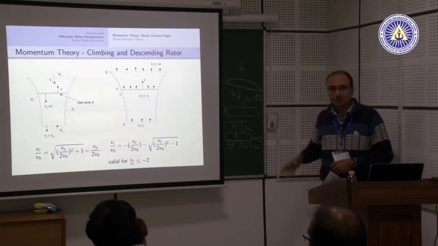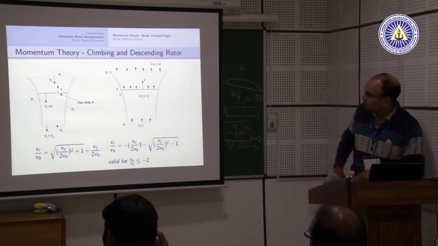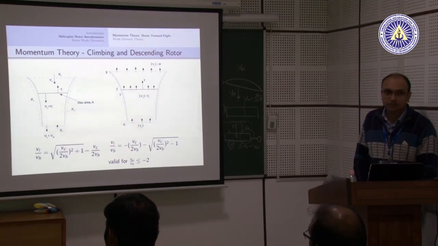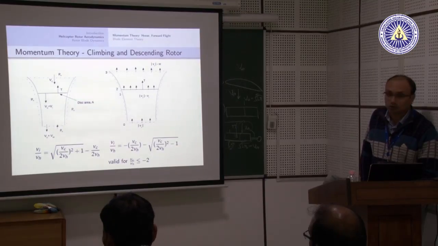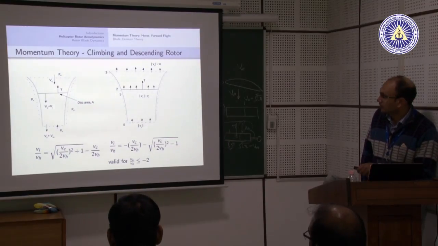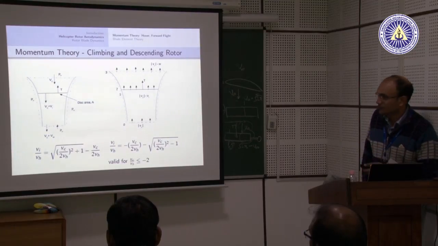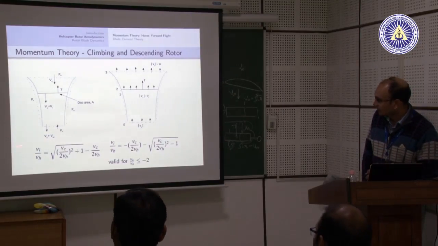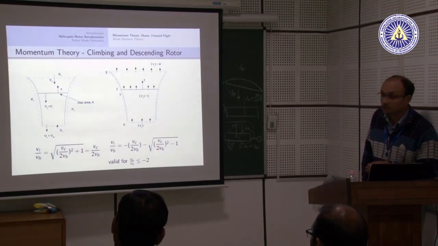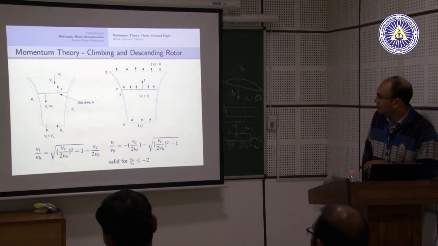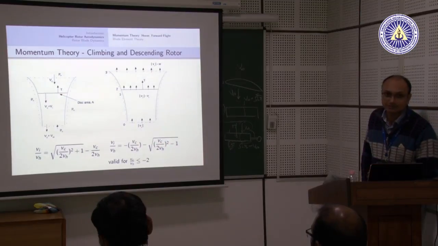Now I can extend this same momentum theory to other scenarios, that is climbing and descending rotors also. I can do the same kind of momentum equilibrium, mass equilibrium, and energy equilibrium, and that will give me expressions for induced velocity for the rotor for this climb case and for the descent case.